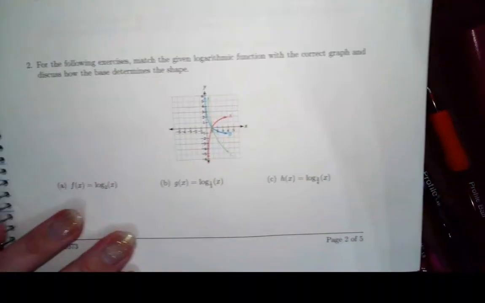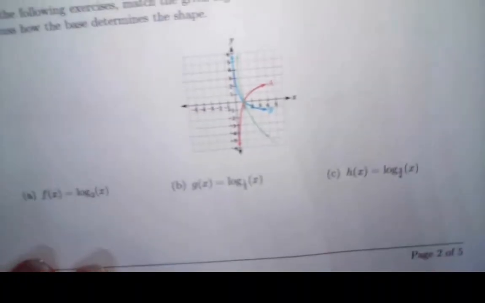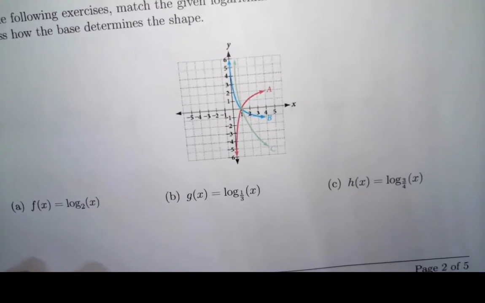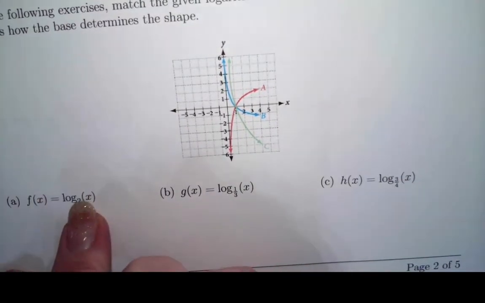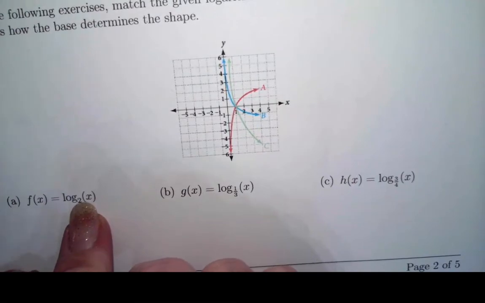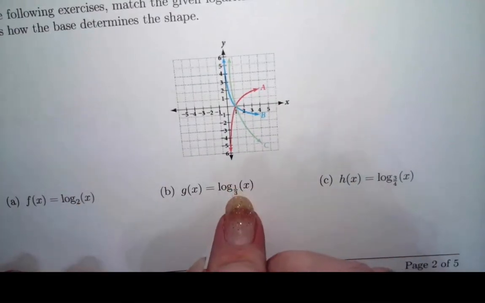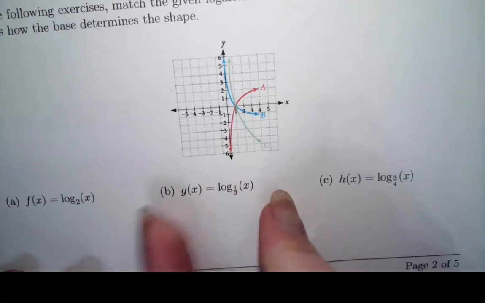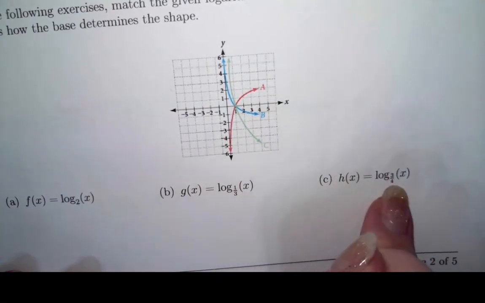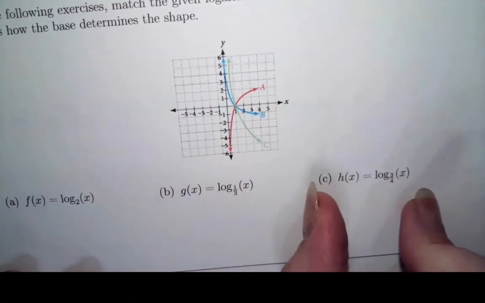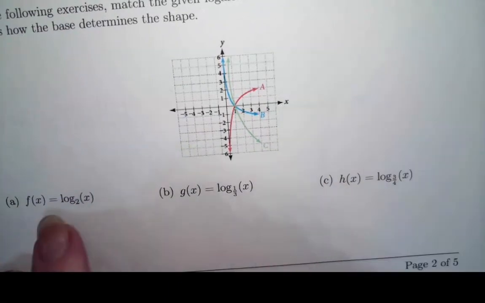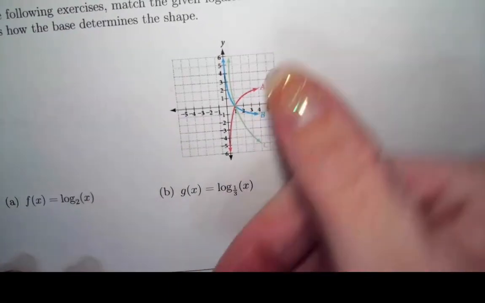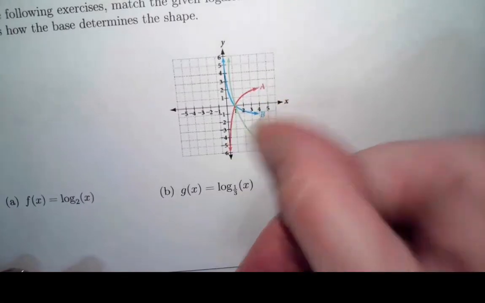about these graphs. So looking, I've got 3 graphs to choose from, so I want to look at my bases first. This base is 2. That tells me that he is an increasing logarithmic function. This base is a third. That tells me he's decreasing because he's between 0 and 1. This is 3/4, so that tells me he's decreasing because he's between 0 and 1. So there's only one increasing function, and that's going to be your red one, that's A.